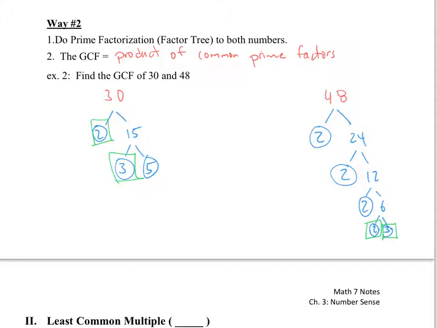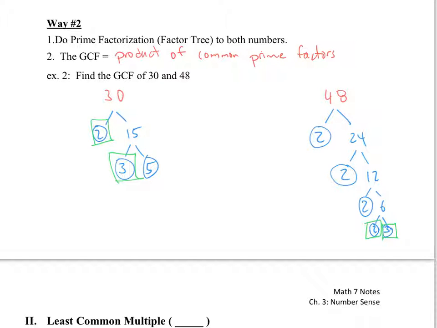Could you take the ones that aren't circles? So like, what if this had a 15 and this had a 15? Could you take it? So it's a product of the common prime factors. So you have to be using numbers that are prime.